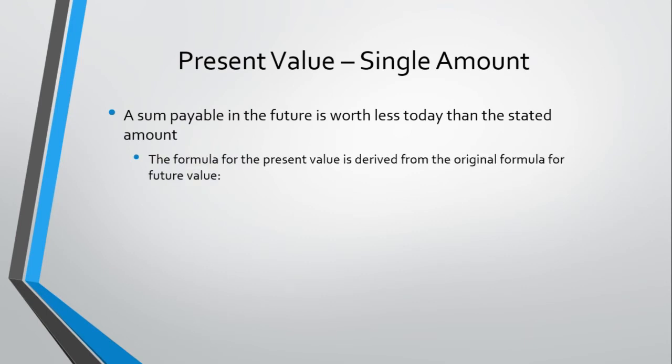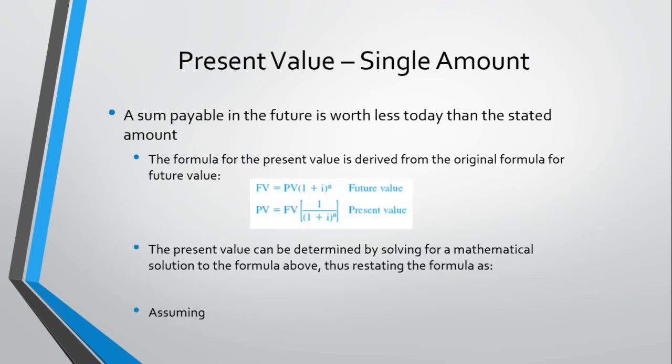The formula for the present value is derived from the original formula for future value. You see, future value is equal to present value times 1 plus interest to the nth power. Present value is equal to the future value times 1 over 1 plus interest to the nth power. Present value can be determined by solving for a mathematical solution to the formula above, thus restating the formula as present value is equal to future value times present value factor.